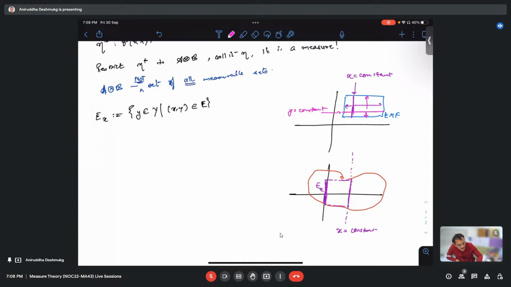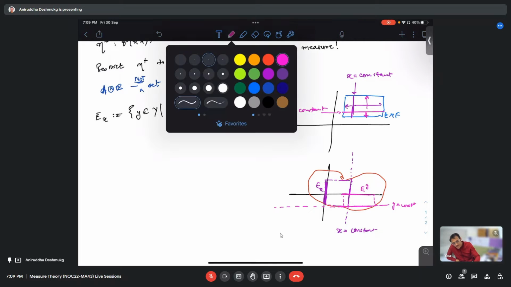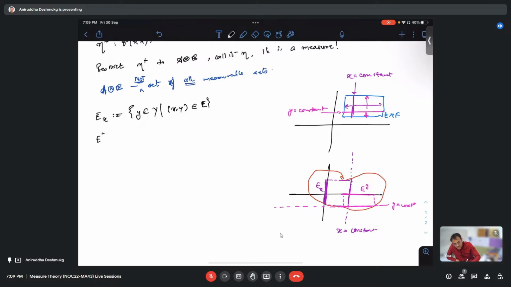On the other hand, similarly, one can define Ey. So, let us look at y equal to constant, maybe this line, y equal to constant. Look at this thing where it intersects E and project it on X. This is my section of Y, Ey. So let me just write the definitions. All those x in X, such that (x, y) is in E.